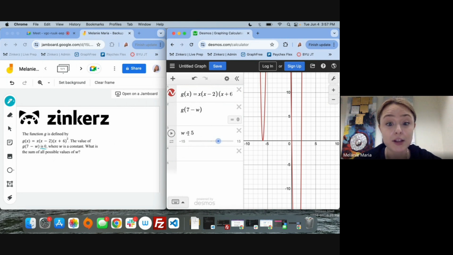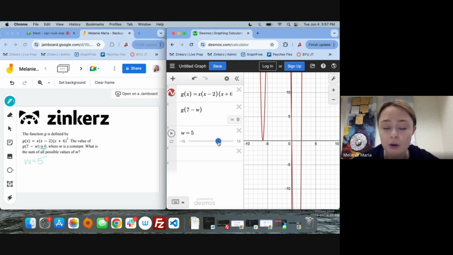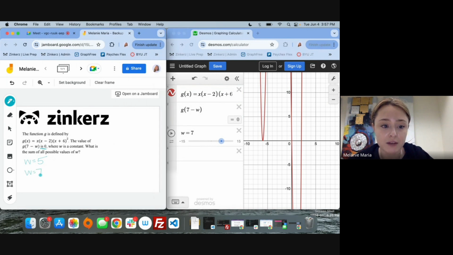Let's keep going. Here I notice when I make w equal to 5, I do have g of 7 minus w equal to 0. So I'm going to make note of that over here. I know that one value is w is equal to 5. Okay, let's scroll a little bit more and see what happens to that value. So -36, -49, that value is getting smaller and smaller. And look here, another place where g of 7 minus w is equal to 0. All I had to do was keep slowly moving that value on my slider, and I can see that also when w equals 7, I also have g of 7 minus w equal to 0.